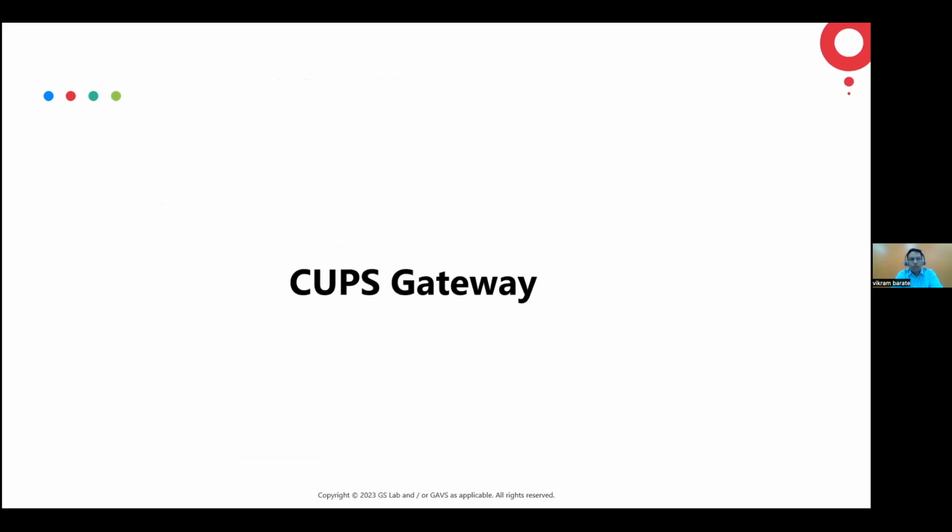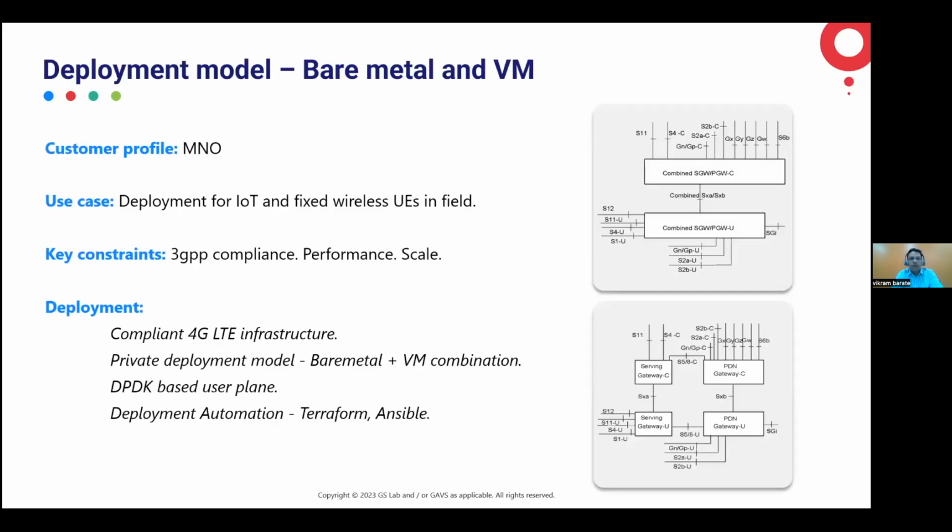So let me start with the very first case, the CUPS gateway, where control and user planes are separated. This was done for Amino, who is a very prominent member of the ONF community. The thought here was to develop CUPS gateways, the LTE infrastructure with it, which would be completely 3GPP compliant and have very high scalability, because it was specifically targeted at IoT kinds of devices. So it can scale very well and perform very well.